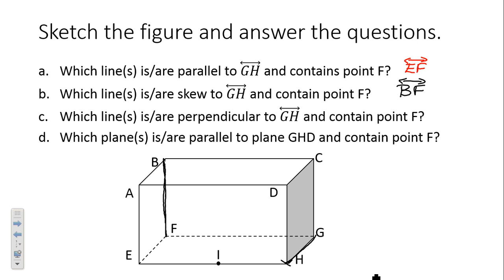Okay? Which lines are perpendicular to GH and contain point F? So picking on F again here. Which line is going to be perpendicular to GH that contains F? Jarrett. GF, very good. Because that bottom of that box, even though it doesn't look like it because it's in 3 dimensions, is going to form a right angle with GF. There's actually would be a perpendicular mark there. Okay? So GF is perpendicular to GH through F.